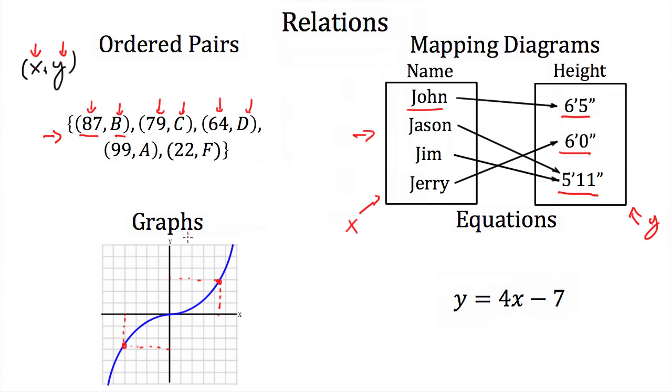And the last way to show a relationship is to use an equation. Y is equal to 4x minus 7 is an example. Y corresponds to some value of x. If I have a value of x, well, I just multiply it by 4 and then subtract 7, and I get the y value that corresponds with that particular value of x.